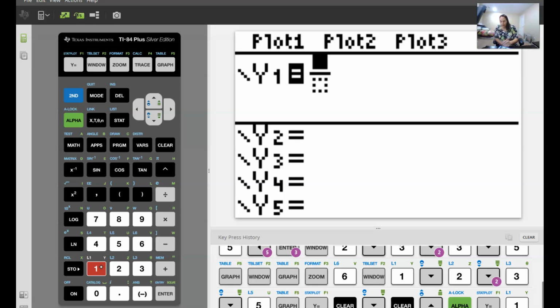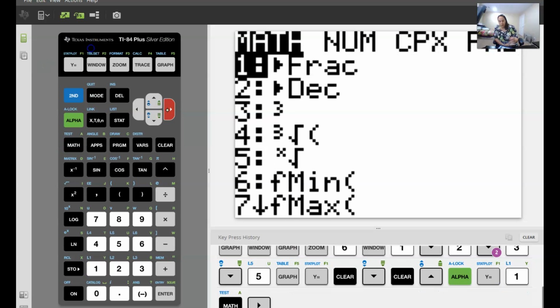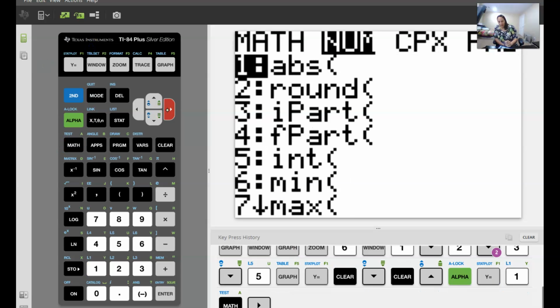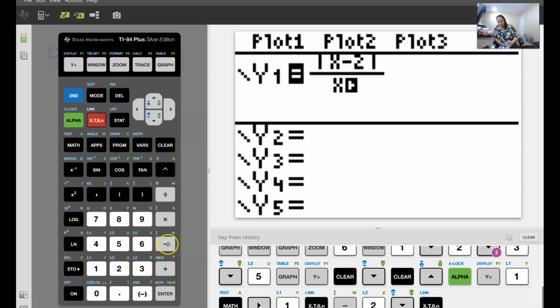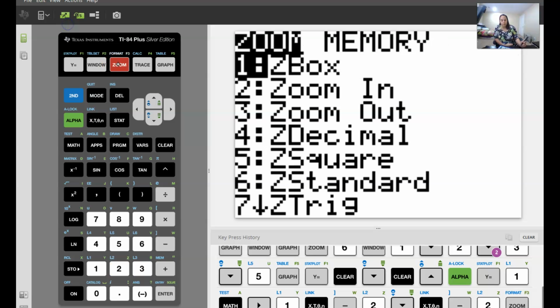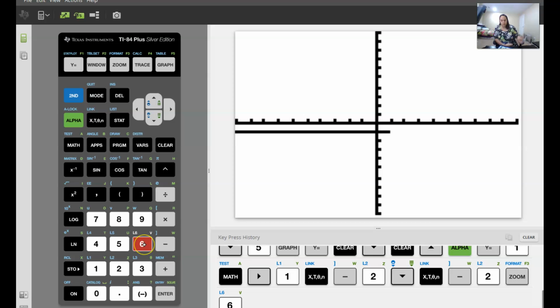And if you need the absolute value bars, you do math, arrow over to NUM, and then the first one is ABS. And it gives you absolute value bars. So I've got that. And I want x minus 2 over x minus 2. So x minus 2, arrow down to get the denominator, over x minus 2. And then I want to graph this on my normal screen, not my zoomed in window. So if you hit zoom, and then number 6 is zoom standard, it will take you back to your standard 10 by 10 window. So here's our graph right here.